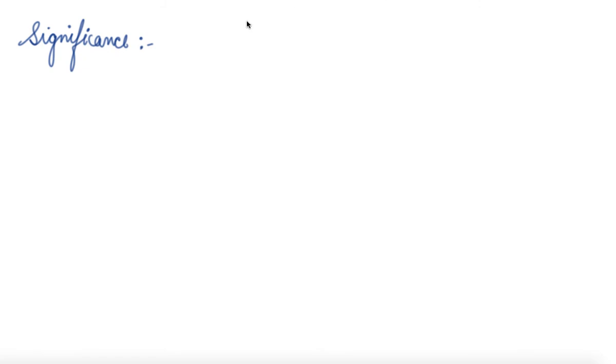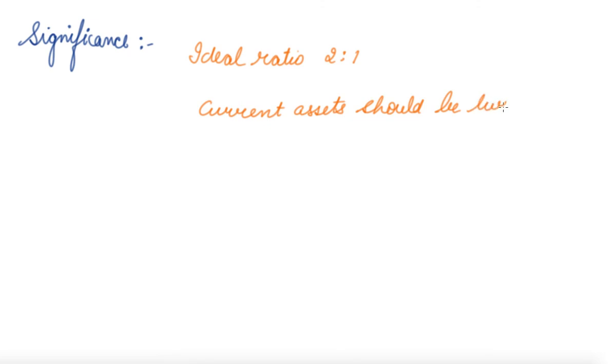Now what is the significance of this current ratio? See, this current ratio tells the firm's ability to meet its short-term liabilities on time. So the ideal ratio is 2:1, which means your current assets should be twice the current liabilities. Right?